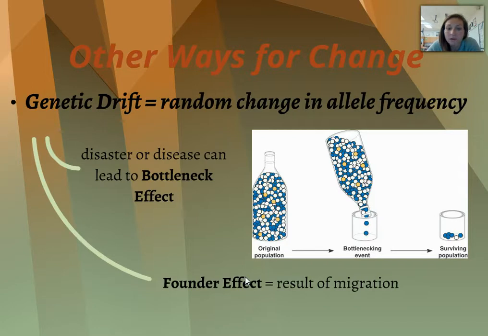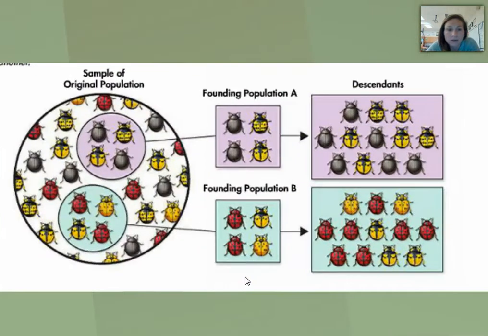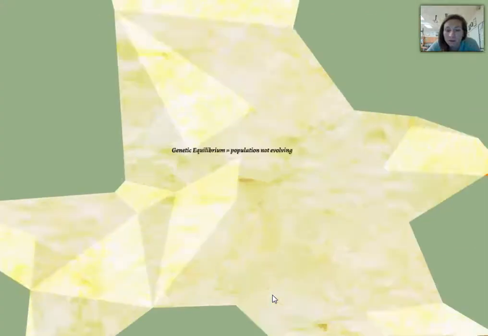And then there's also the founder effect, which is a result of migration mostly, and can be seen in this picture here. So if you have this sample of an original population and maybe they dispersed onto two different islands, one founding population might have been these two types of bugs, and the other founding population on a different island could have been these guys, and so over time the descendants on the island would just look like this population from population A and this population from population B, whereas the original population might have been all mixed together. So that about wraps it up.